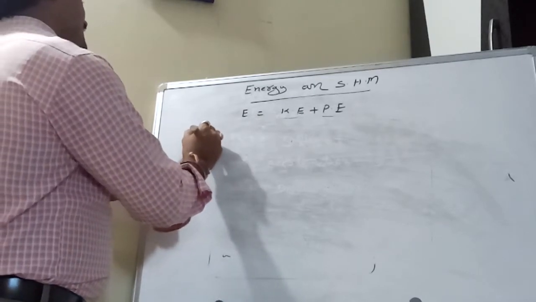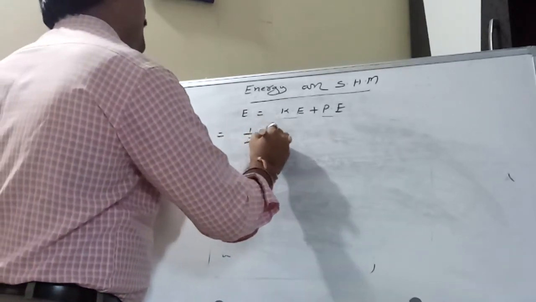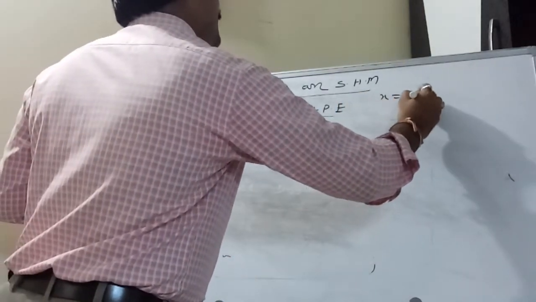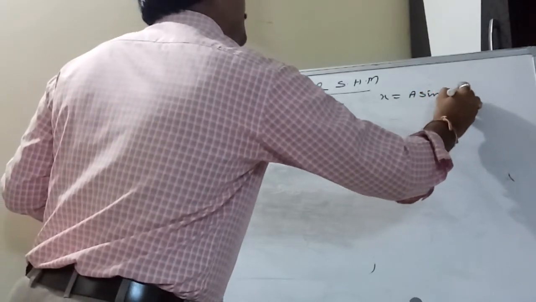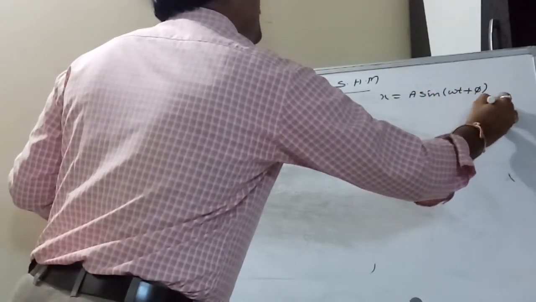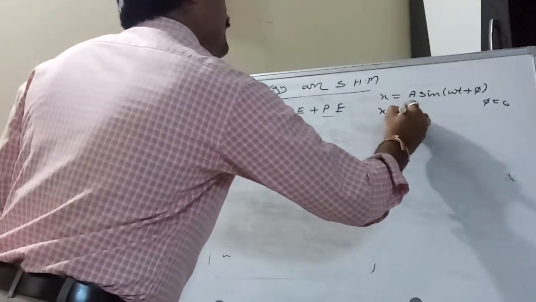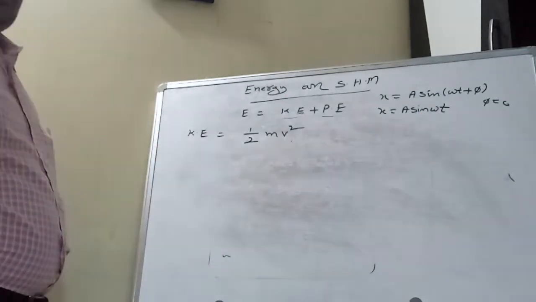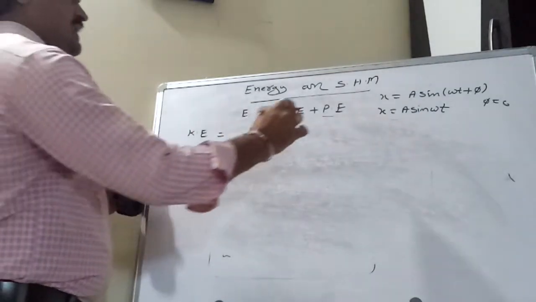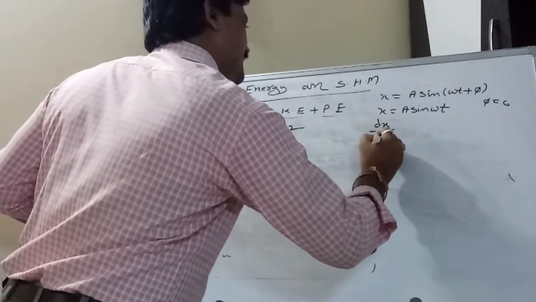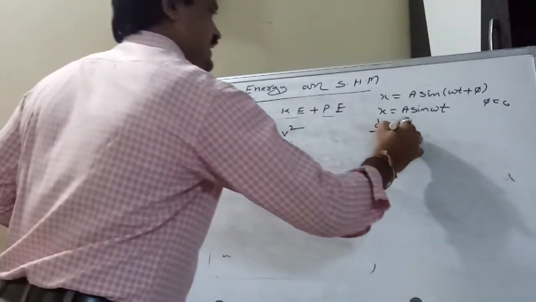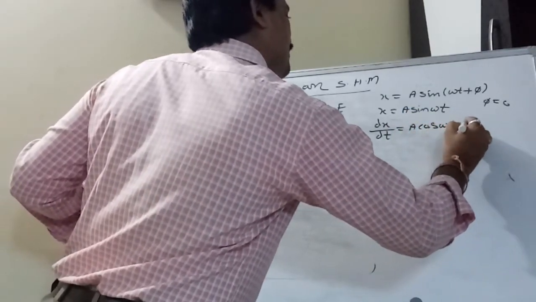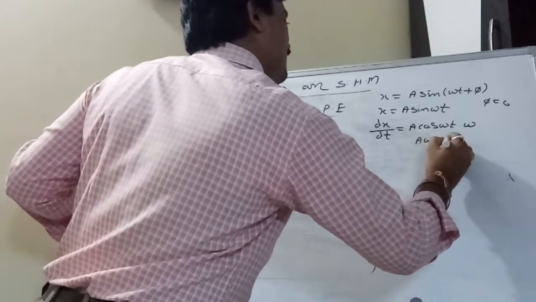The kinetic energy of SHM is K equals half m v square. Suppose x equals a sin(omega t plus phi). Here phi is equal to 0, so x equals a sin omega t. x is the displacement, and the derivative of displacement, the rate of change of displacement, is called velocity. dx by dt: a is constant, derivative of sin omega t is cos omega t into omega, so v equals a omega cos omega t.